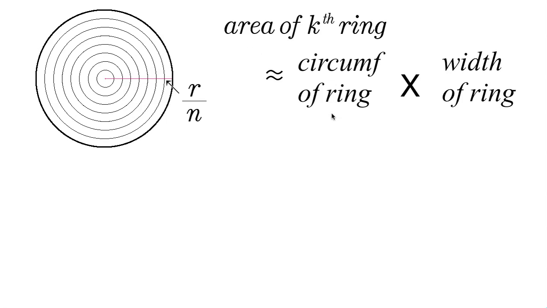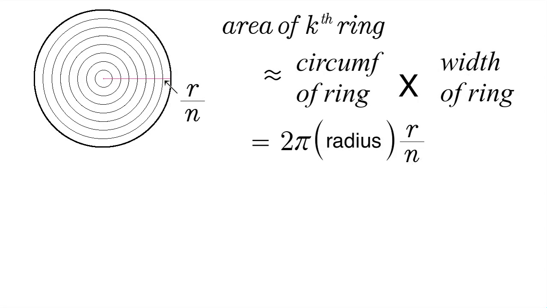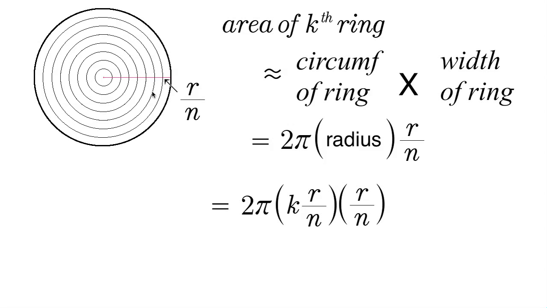So let's see if we can work that out a little bit. The width of the ring, we already said that's r over n. The circumference of the ring, well, it's the circumference of a circle, so it's just 2 pi times the radius, times the width, r over n. Now how about the radius? Well, in the very first circle here, the radius is r over n. In the second circle, it's 2 times r over n, 3 times r over n. So by the time you get up to the kth one, it's k times r over n. That's the radius, so we have 2 pi k. A little bit of algebra here. We can simplify: r squared over n squared. Okay, so that's the area of the kth ring.